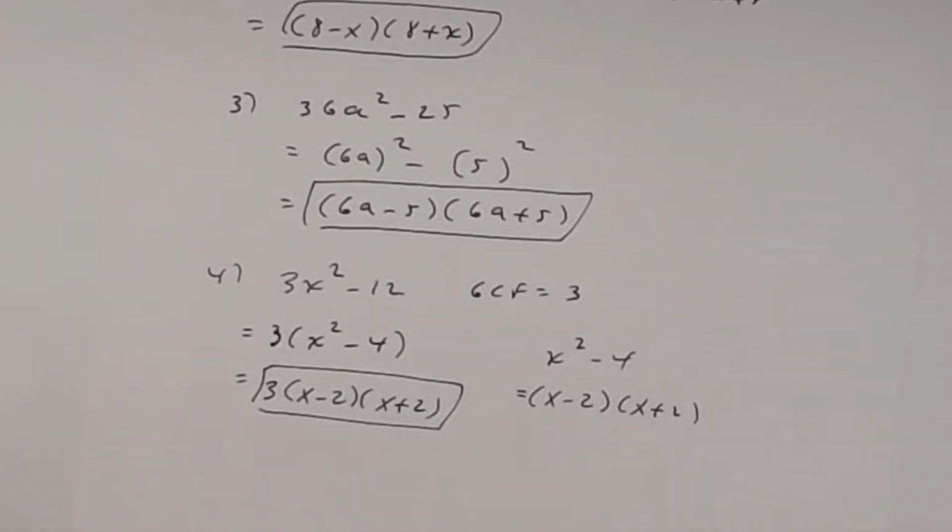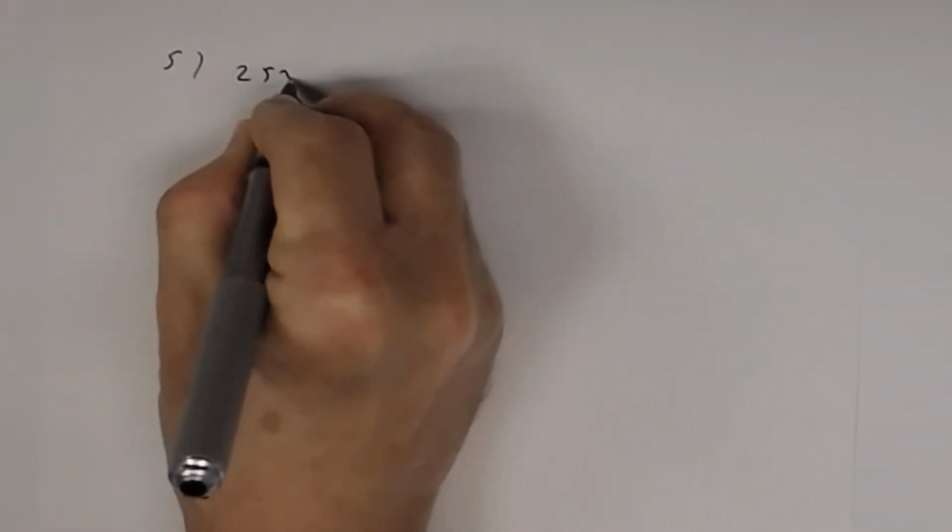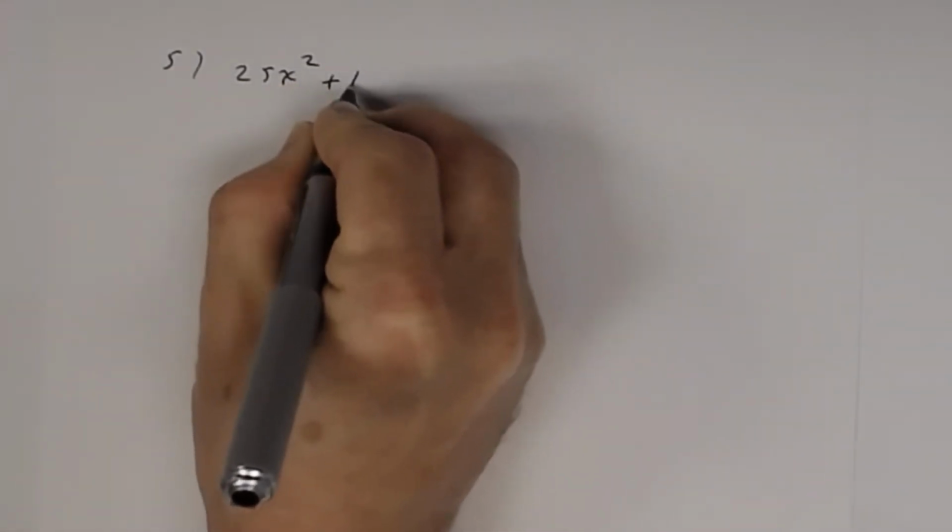All right, so let's look at number 5. Okay, so number 5, we have this. Let me go ahead and move this over a little. All right, so number 5, we have 25 x squared plus 16.